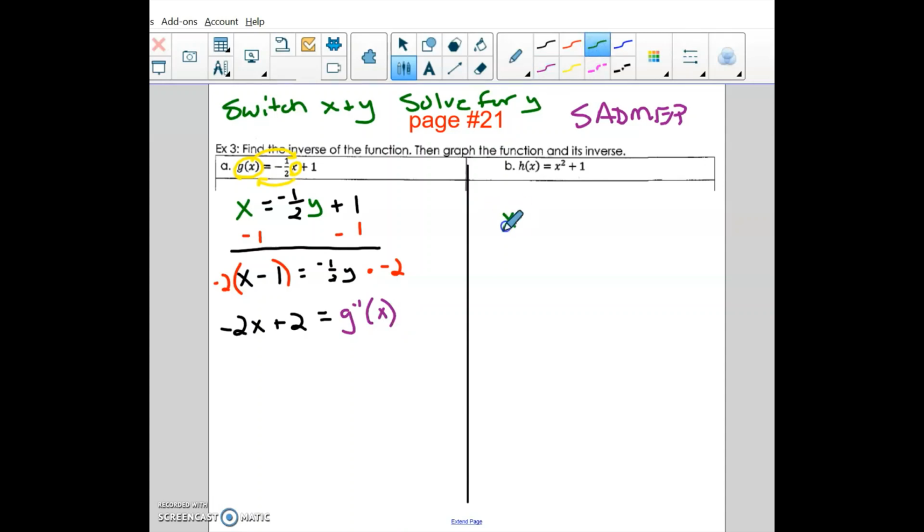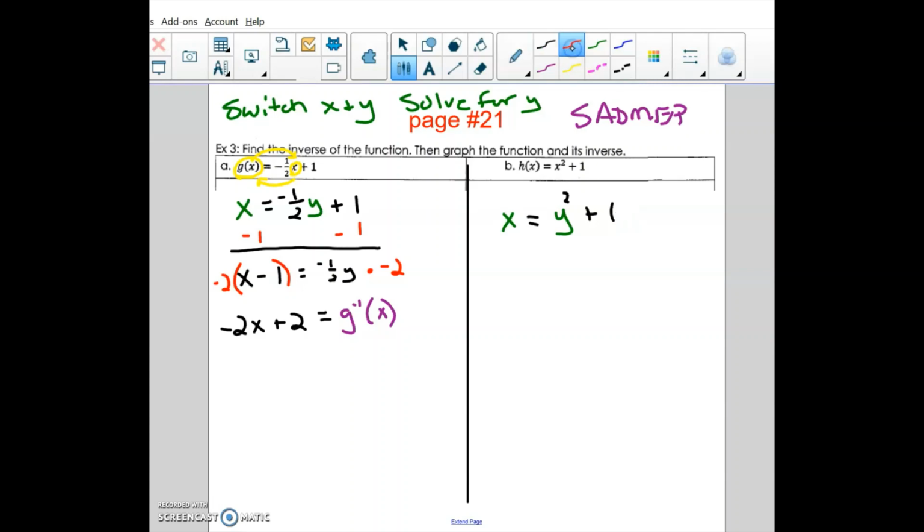The B example is x equals y squared plus 1. So notice that everything stays exactly where it was except the x and the y. The squared is still there. It's just now on the y.